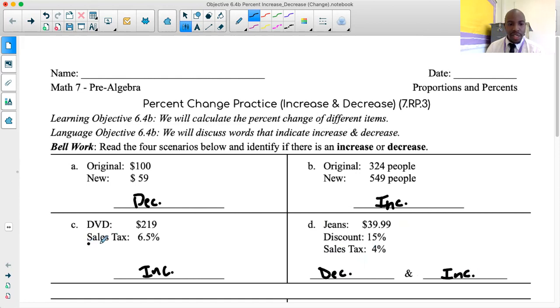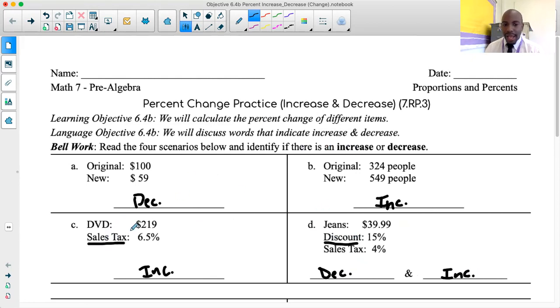There's something about sales tax here, and there's something about discount. These are words that indicate either increase or decrease. As the objective of today, we're going to be calculating percent change of different items, but we're also going to be discussing words that indicate increase and decrease. And these are some of those words.